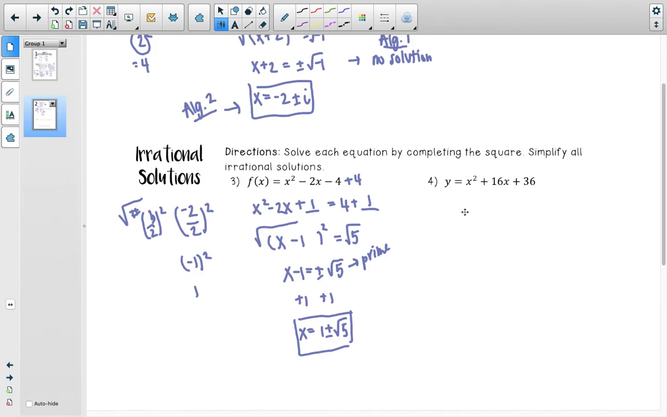Okay, so the first step you're going to do is x squared plus 16x plus blank space equals negative 36 plus blank space. Remember, we have to move this over. Okay, we're skipping steps, and the opposite of adding is subtracting.